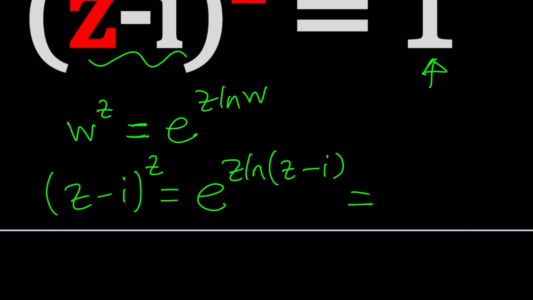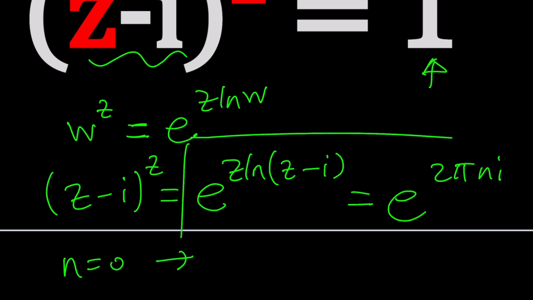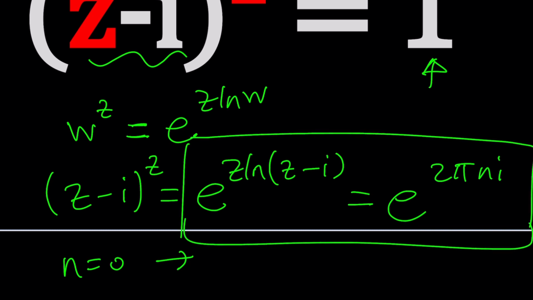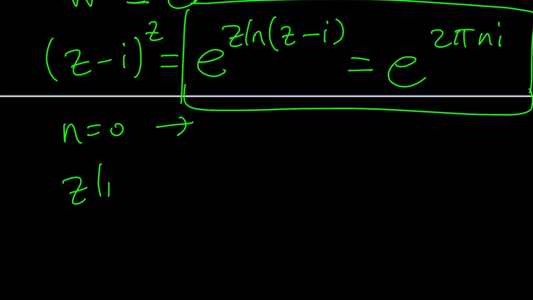But instead of 1, I'm just going to write e to the power 2 pi n i, because that's what 1 is. Make sense? Okay, in the complex world, of course. And also, if n is equal to 0, then you actually get the real one. Okay, but this is the complex one. So what do we get from here? We get an exponential equation. This means z ln(z minus i) is equal to 2 pi n i.